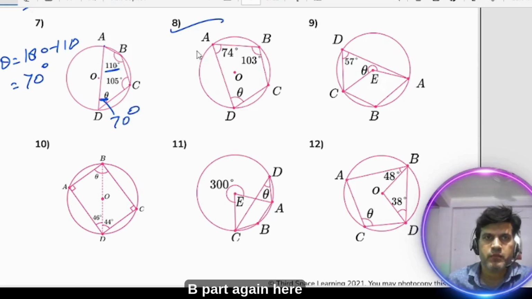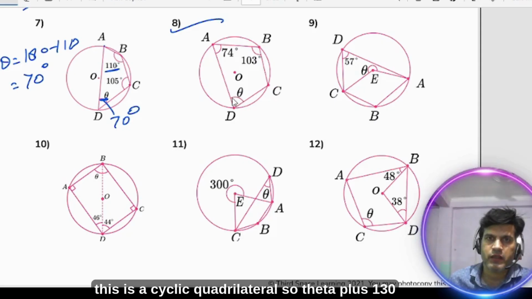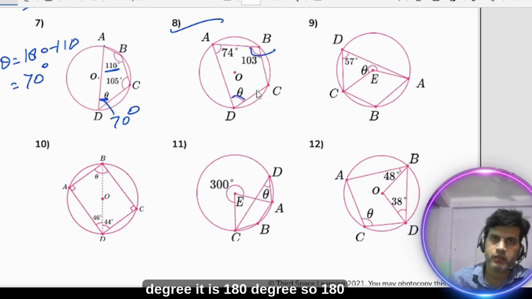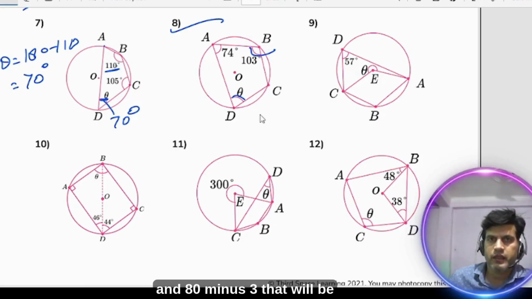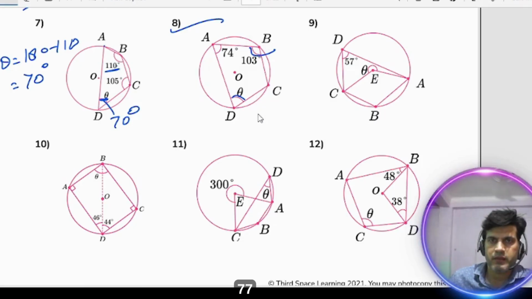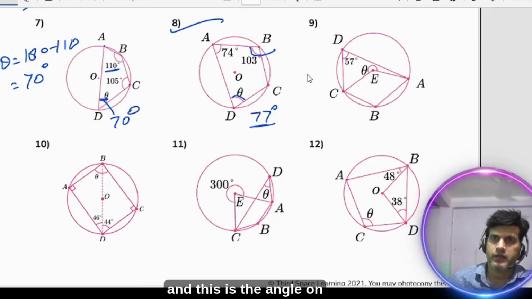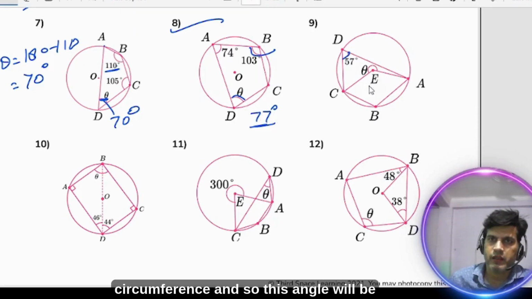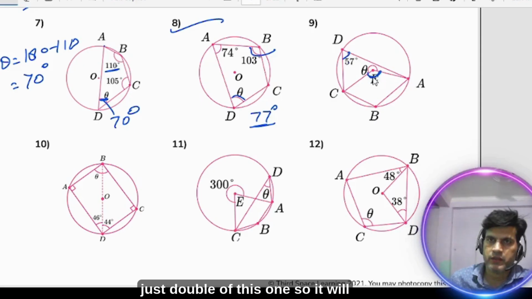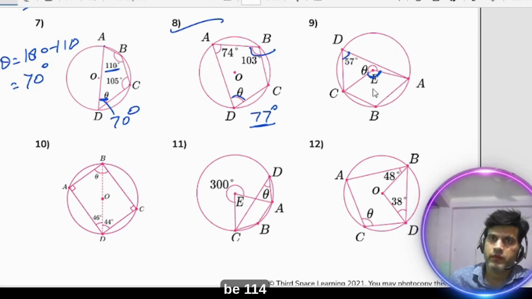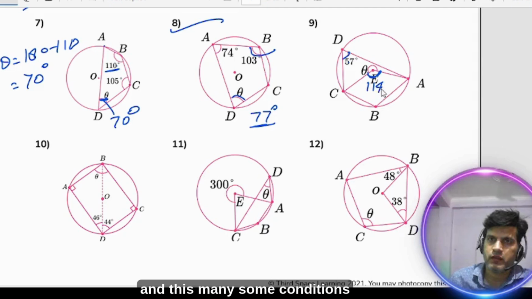Now question number, part B. Again here this is a cyclic quadrilateral, so theta plus 130 degrees is 180 degrees. So 180 minus 103, that will be 77 degrees. So theta will be 77 here. And this is the angle on the circumference, so this angle will be just double of this one. So it will be 154.